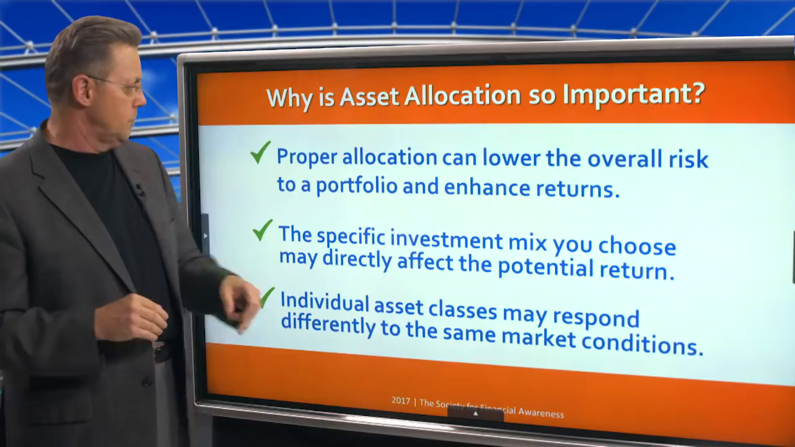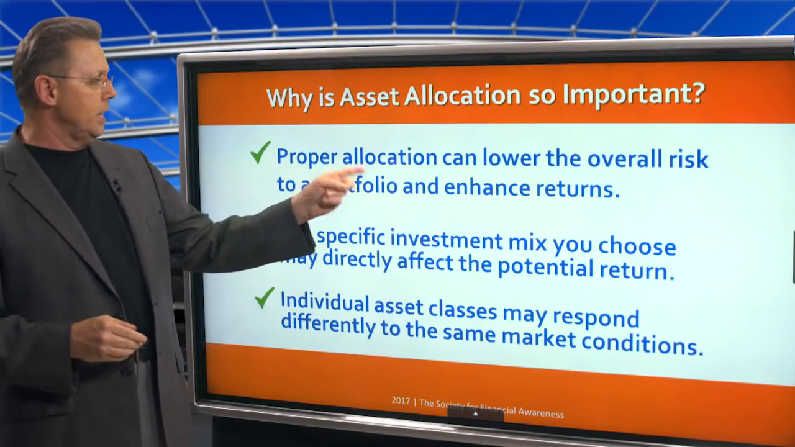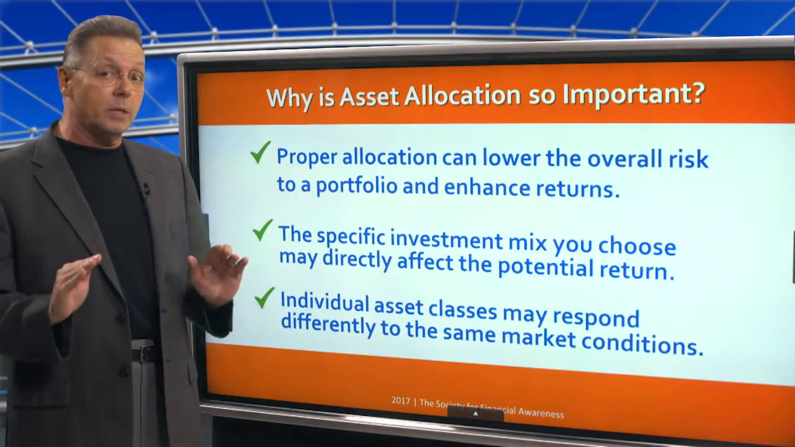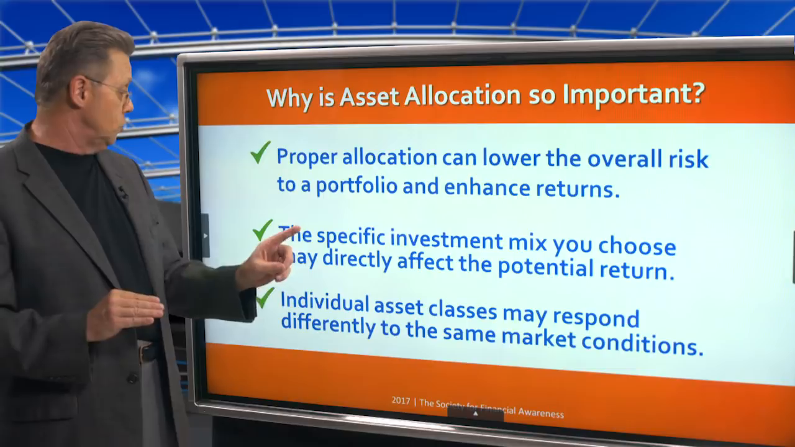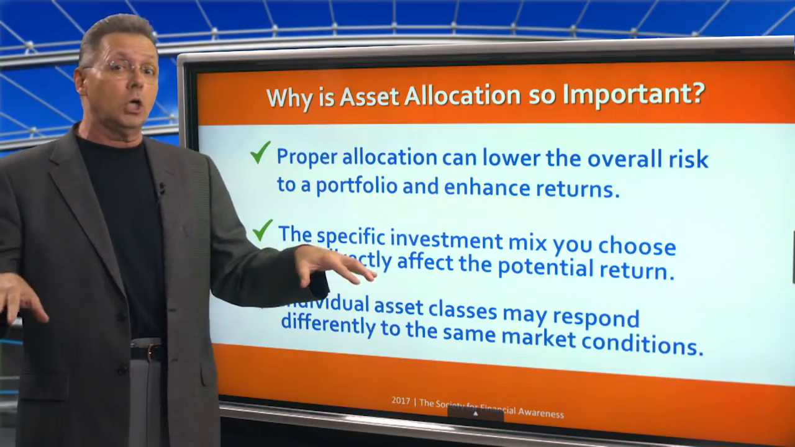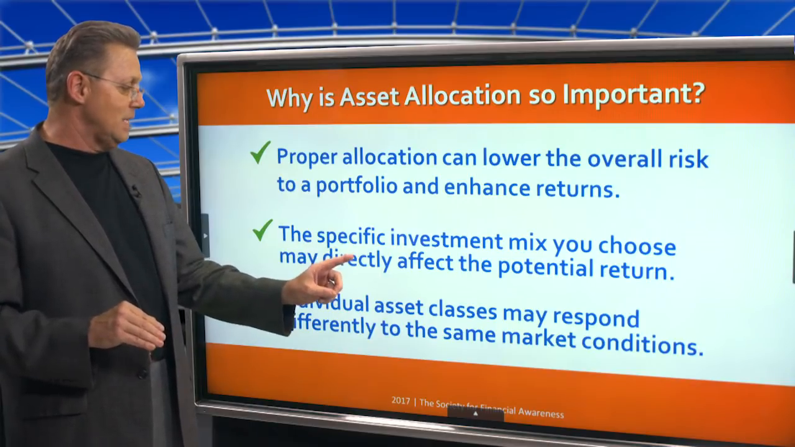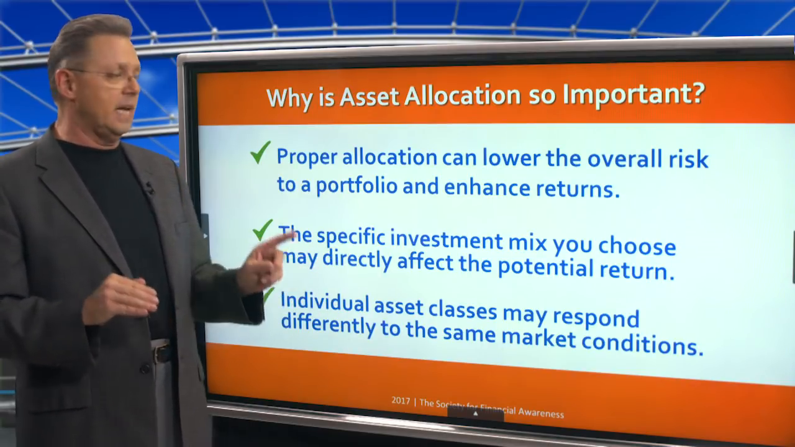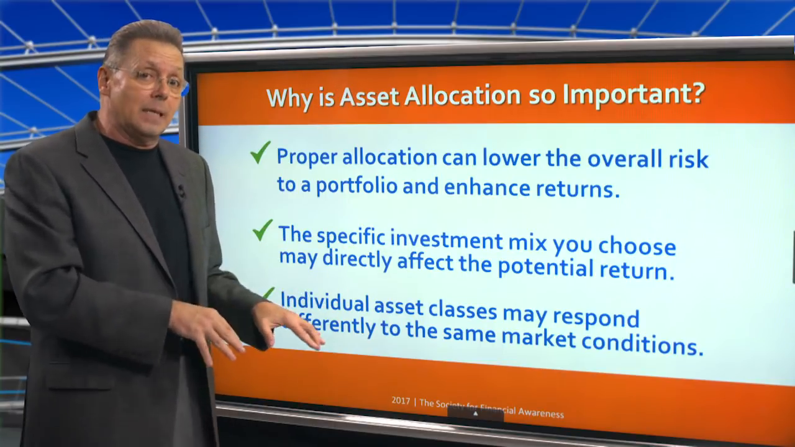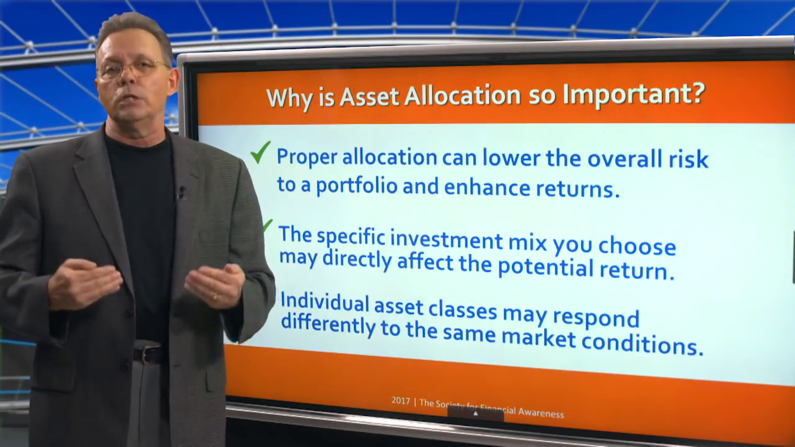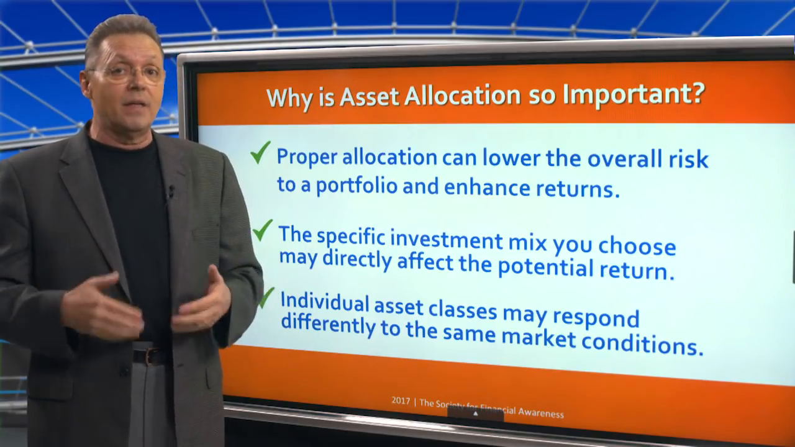And then why is asset allocation so important? Proper asset allocation can lower the overall investment risk of a portfolio. The specific investment mix you choose may also directly affect the potential return. So again, an advisor can help you walk through that. Individual asset classes may respond differently to the same market conditions, and we're going to talk about that in the second segment. These are just basic concepts so that you can have some financial literacy, and we'll be able to talk about that in the next few segments.